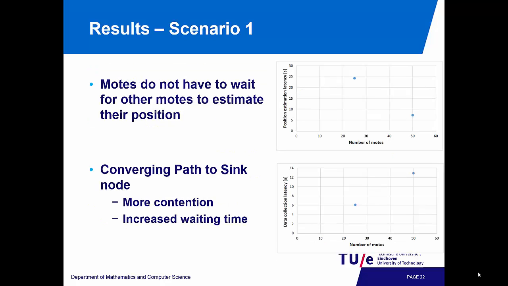This is the latency behavior for scenario 1. You can see that latency decreases with more nodes. This is because nodes do not have to wait for other nodes to estimate their position using the RPE algorithm explained before. However, data collection latency, shown on the bottom graph, seems to show an increasing behavior. This is because now more nodes are trying to send the data to the sink node, leading to increased contention and waiting time.